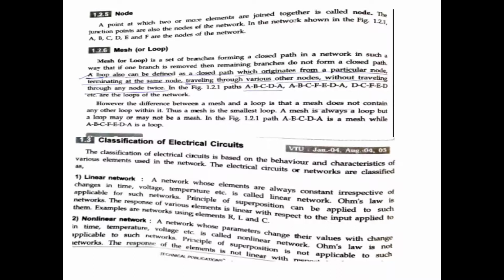It means the network whose elements are always constant irrespective of changes with time. Ohm's law is applicable. What is Ohm's law? Voltage is directly proportional to current. It means if voltage is the same, current is also the same. It does not change with time and voltage. It's called a linear network, and the laws are applicable to such networks.